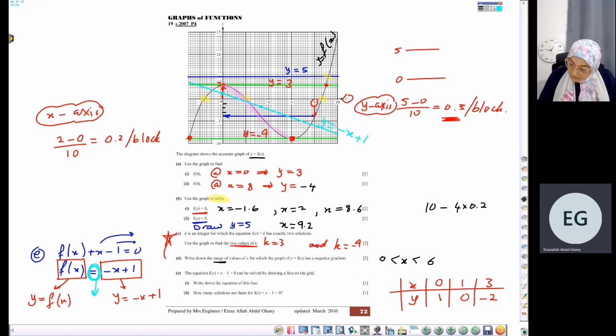The 3 points of intersection are here. Here is 1, and here is 2, and here is 3. Actually, he doesn't want you to read them. He just wants to ask you, first of all, write down the equation of this line. You simply write y equals negative x plus 1. And how many solutions? You find how many points of intersection? They are 3. You just write 3 solutions.